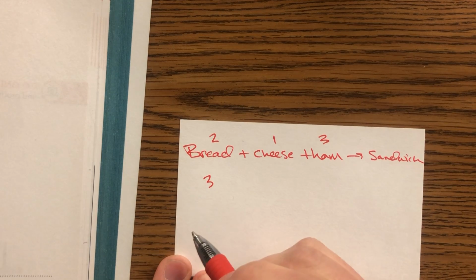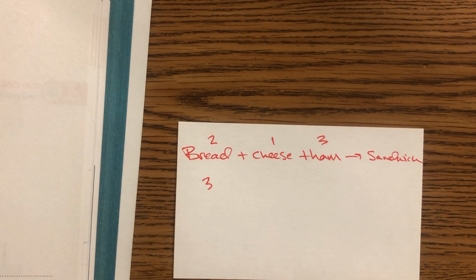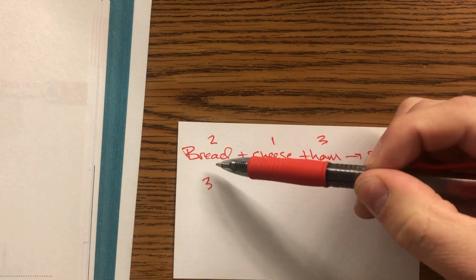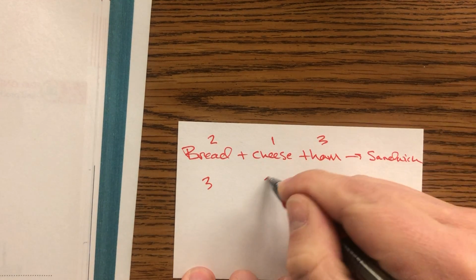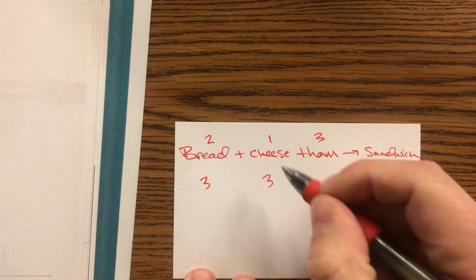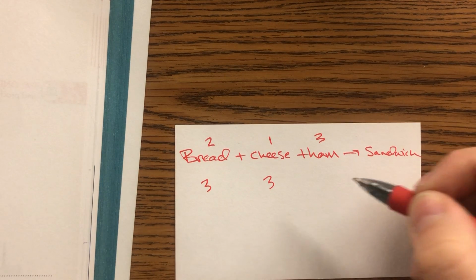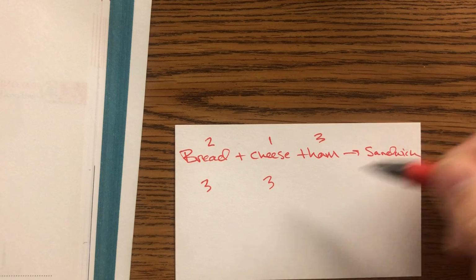You're going to have leftover. That's what stoichiometry is going to be talking about. Do we have enough, or do we have too much? And what if we had 3 pieces of cheese? Oh wait, we're now going to have extra cheese, right? And if we didn't have enough ham, we can't make the sandwich.